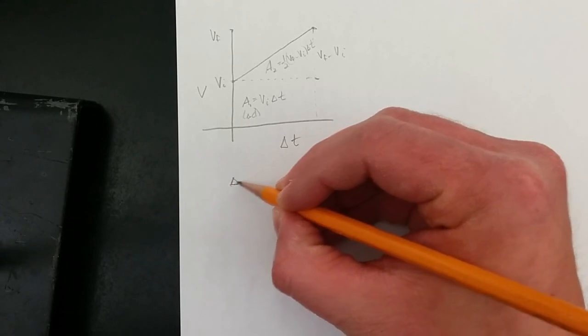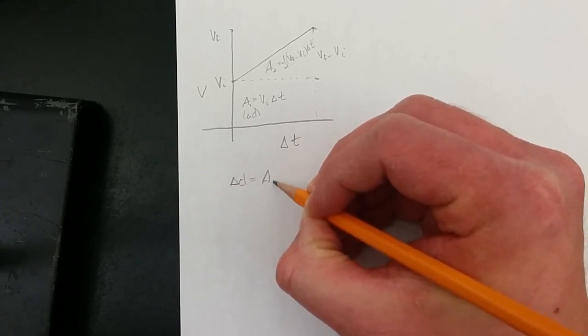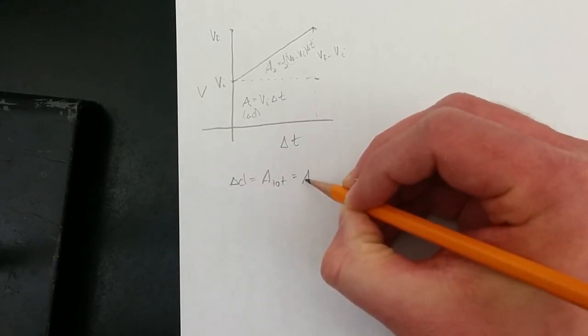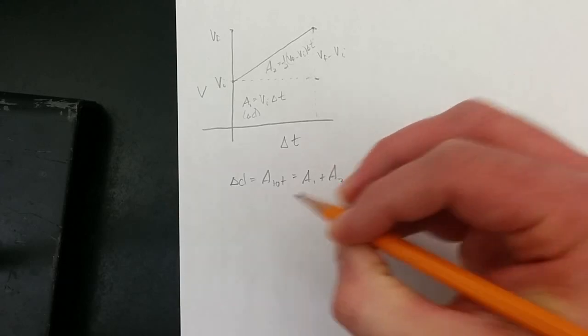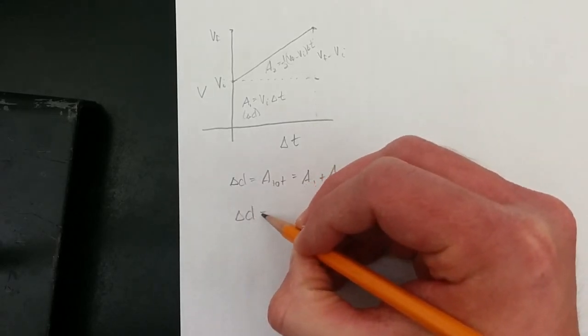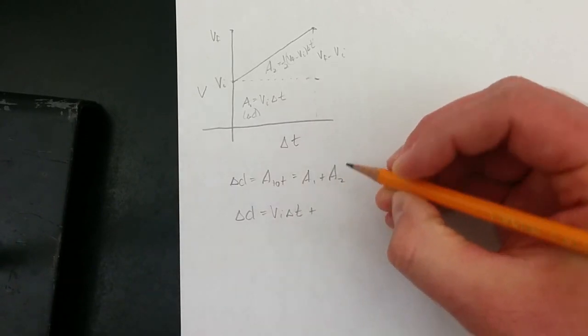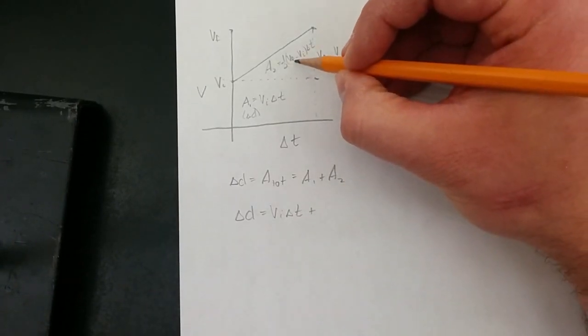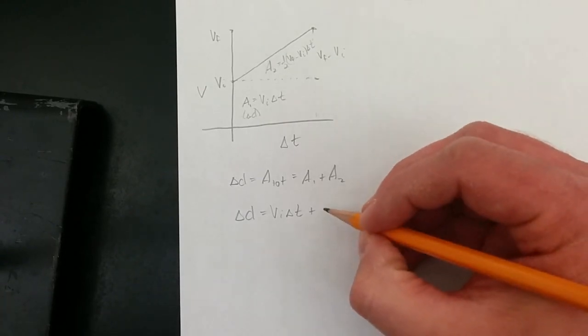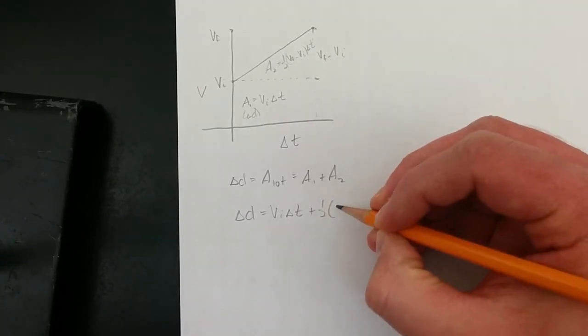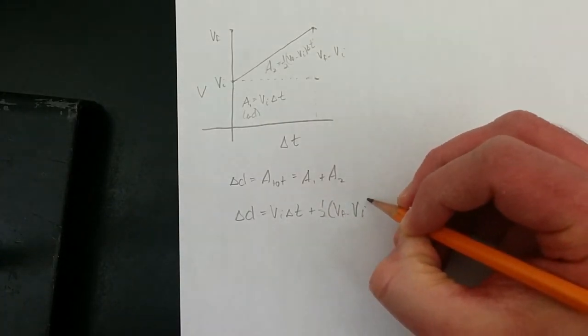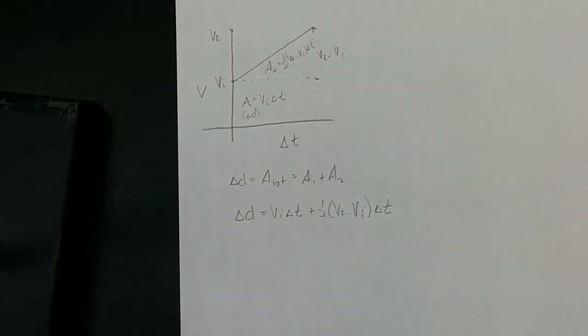So I could say distance is a total area, which is area 1 plus area 2. So I could say that distance is going to be area 1, which is Vi delta t, plus my area 2, 1/2 Vf minus Vi times delta t. So I'll write that 1/2 Vf minus Vi times delta t. I'm not done yet, though.